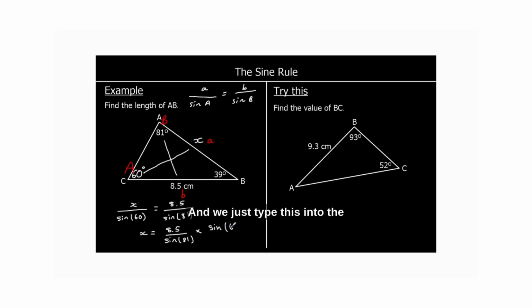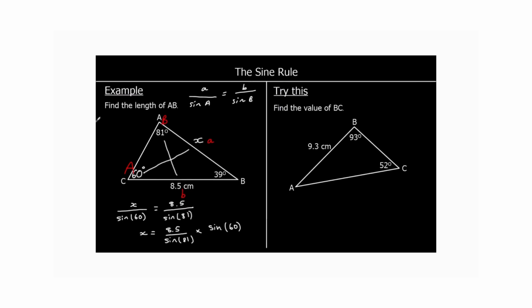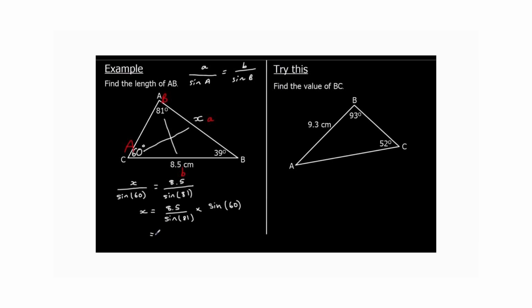And we just type this into the calculator to get our answer. So 8.5 over sine 81 times sine 60. And to 2 decimal places again, I've got 7.45. Still centimeters to 2 decimal places.